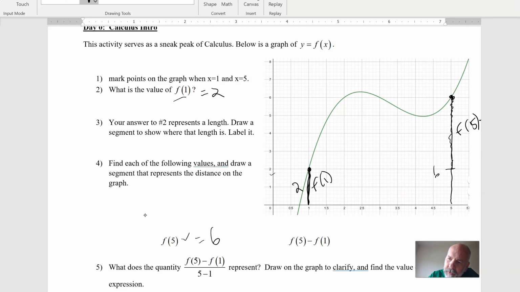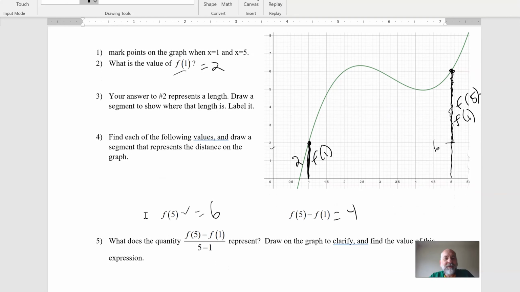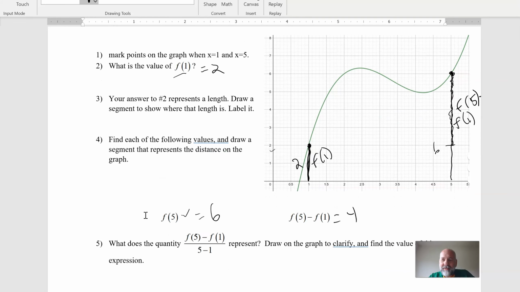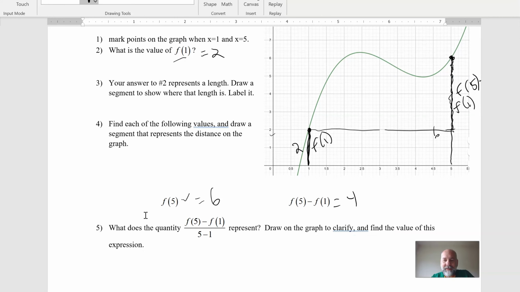Okay, minus f of 1. That kind of makes sense. All right, so that distance right there is f of 5 minus f of 1, and that's equal to 4, not because 5 minus 1 is 4, but because 6 minus 2 is 4. So now what does that expression represent? It's this distance right here divided by 5 minus 1, which is that distance right there. It says draw on the graph to clarify and find the value. Well, it's 4 over 4, which is 1.